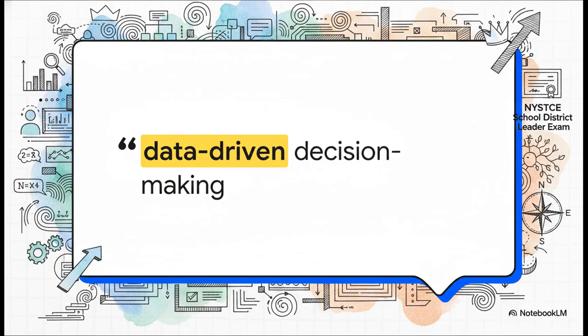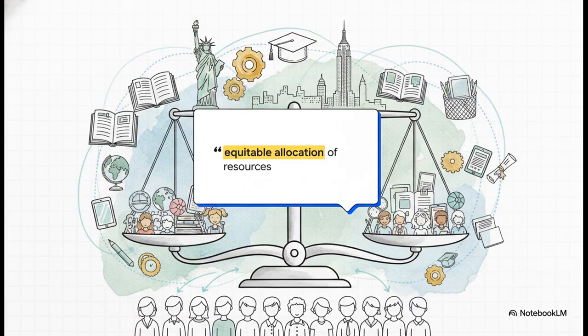Now, you want to take your writing to the next level? You've got to weave in some power phrases that scorers are trained to look for. Using a term like data-driven decision-making isn't just buzzword bingo. It signals that you get it, that you know how modern leaders operate. Here's another great one. Equitable allocation of resources. Phrases like this are like a secret handshake. They show the scorer that you speak the language of a systems-level leader who's focused on fairness and impact for every single kid in the district.